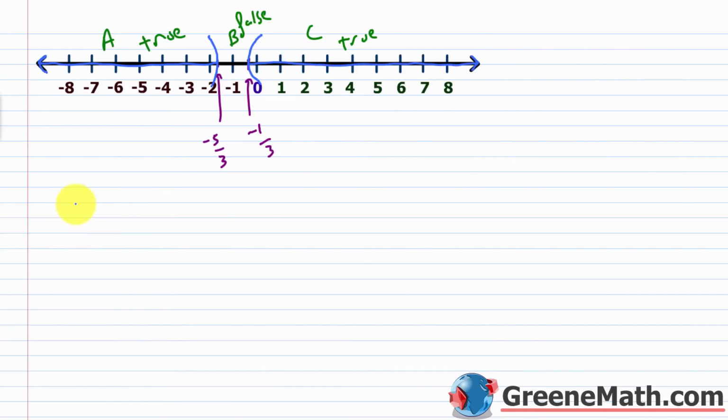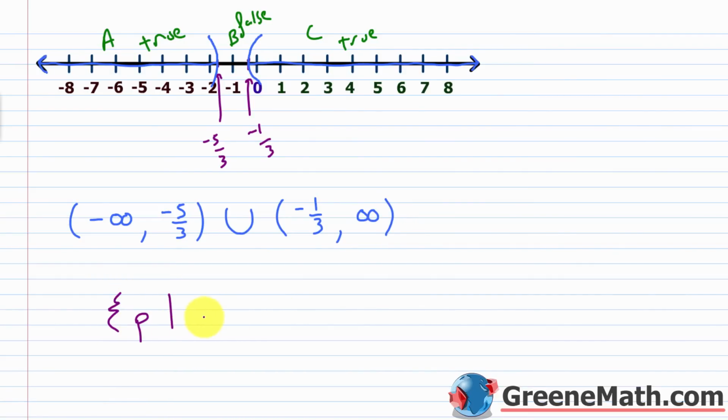So in interval notation, I have a parenthesis, negative infinity, comma, negative 5/3, and it's the union with this other set. We're not including negative 1/3, so I have a parenthesis, negative 1/3, comma, infinity, and of course a parenthesis. In set builder notation, we could say the set of all p such that p is less than negative 5/3 or p is greater than negative 1/3.